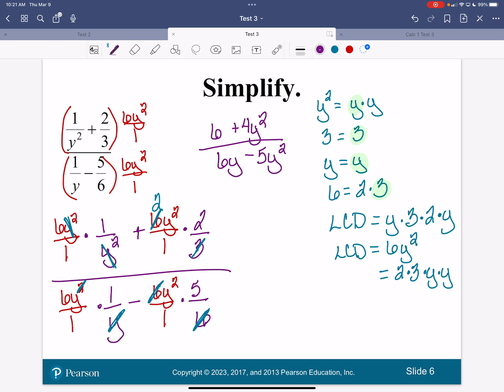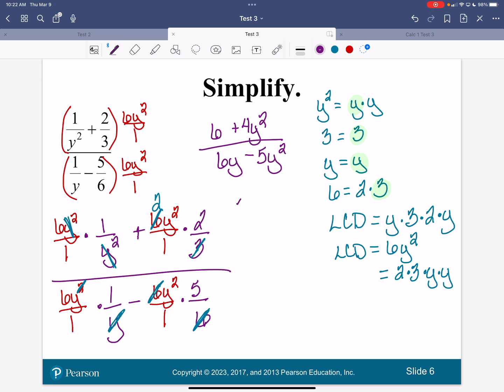Okay, now I have one more step, and it would be to see if I can factor anything out. What could I factor out in the numerator, which is the top? What can I factor out? A 2. What can I factor out in the bottom? Y. Can those cancel? A 2 and a Y? Can they cancel out? No. So you can leave your answer just like this right here. Okay? So that is acceptable.